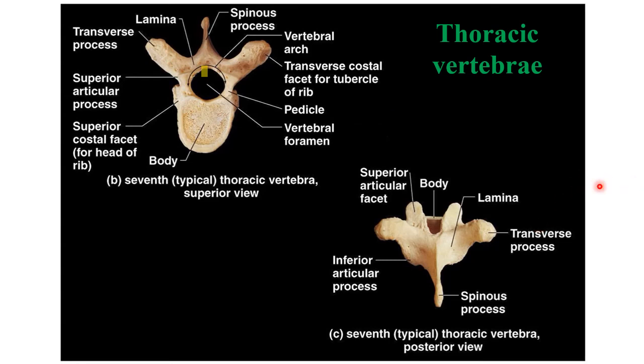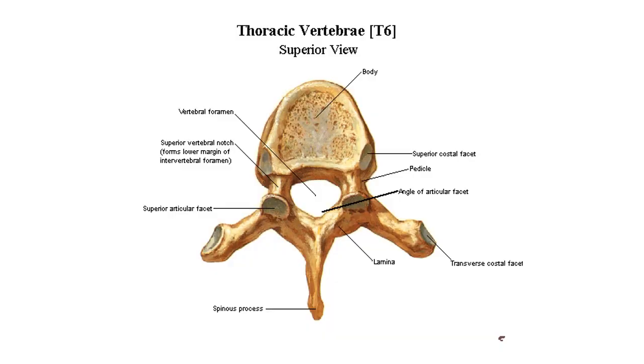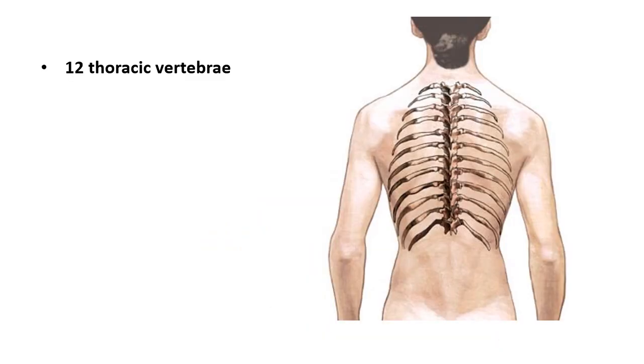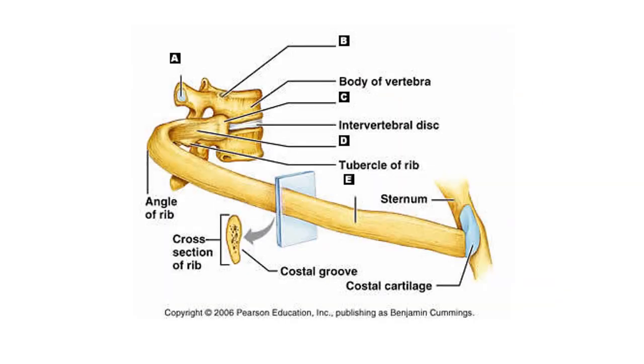So let me see what's important here. Circular vertebral foramen. That is important to identify your thoracic vertebra. And what else is important to know here? Okay, we have 12 thoracic vertebrae because you have 12 ribs. We're going to see the ribs on Wednesday. And what is important to know here?